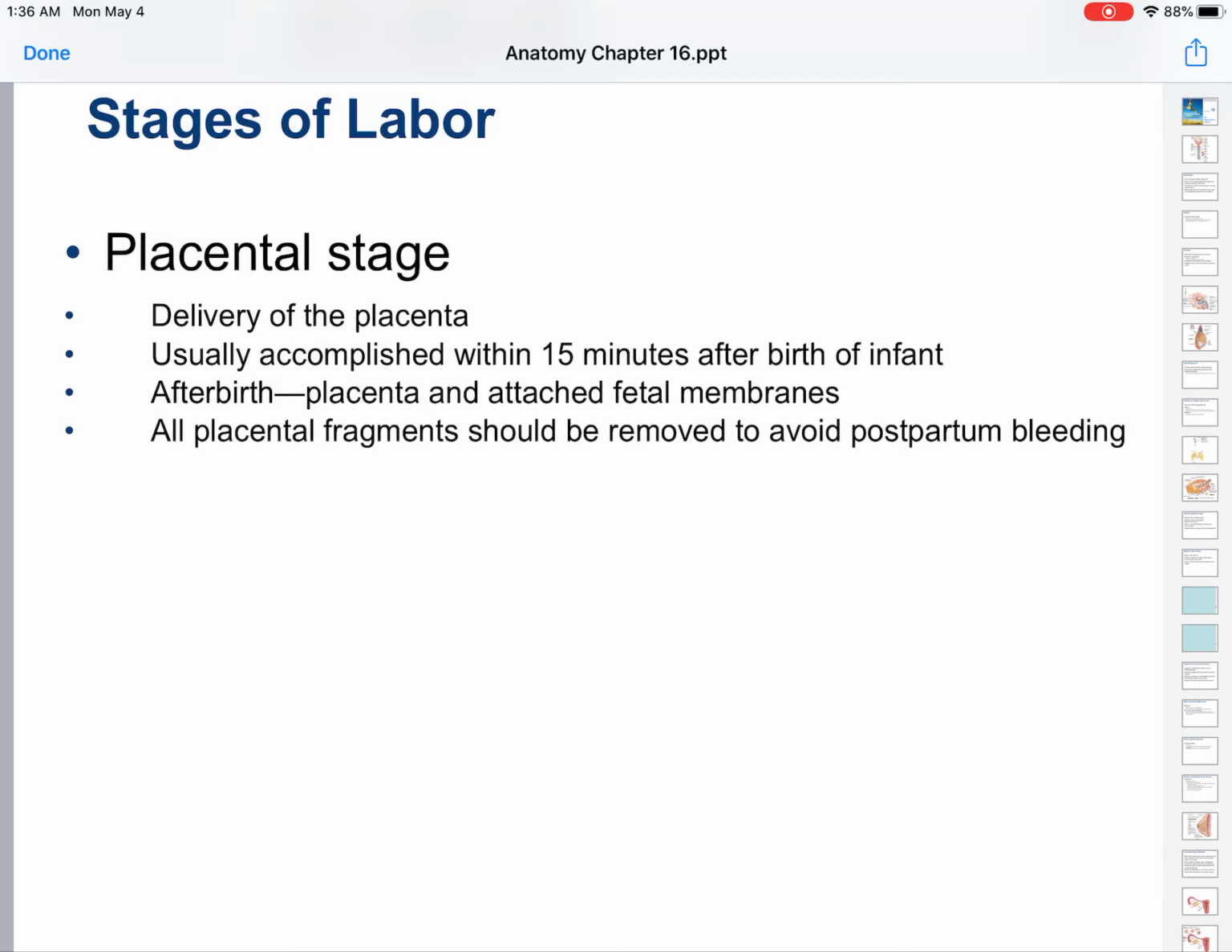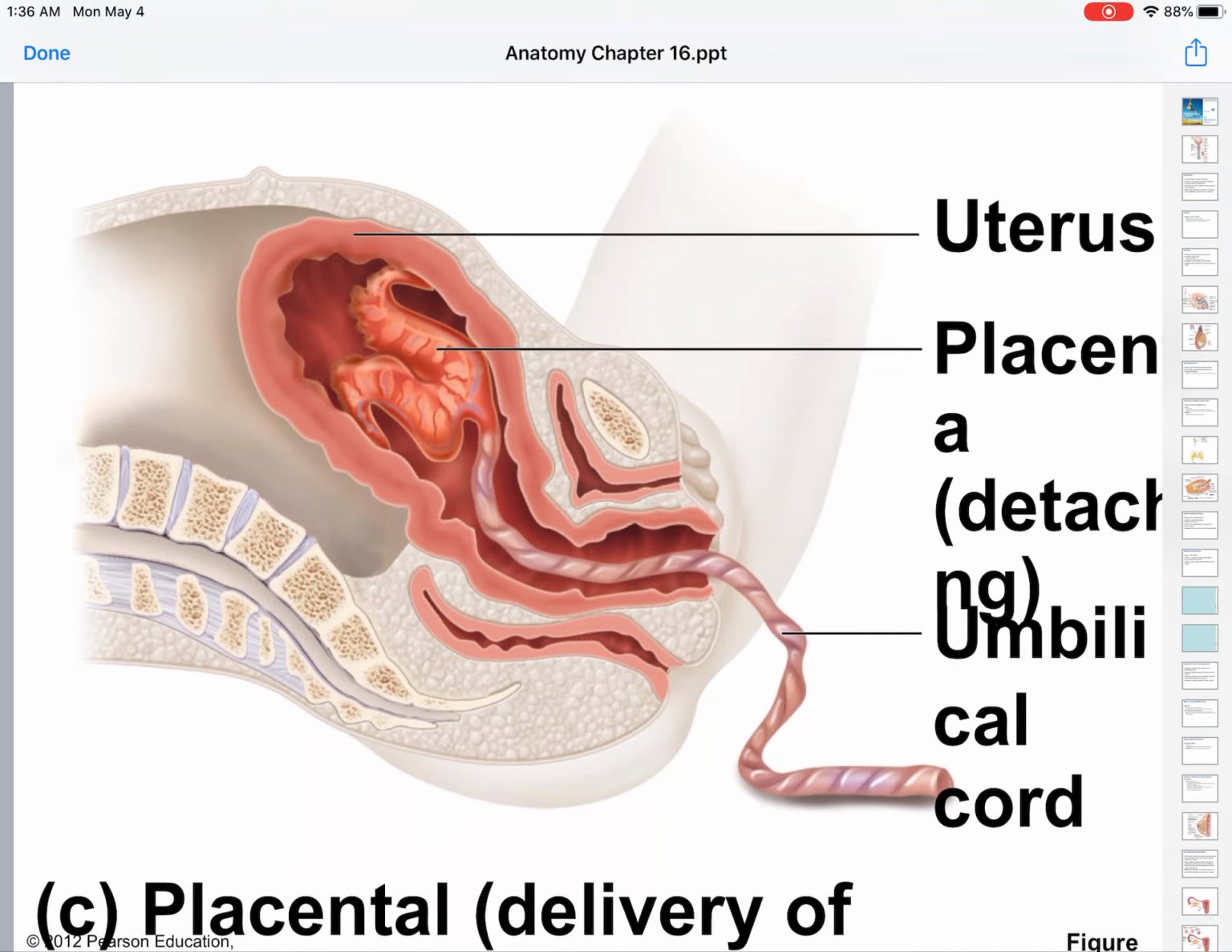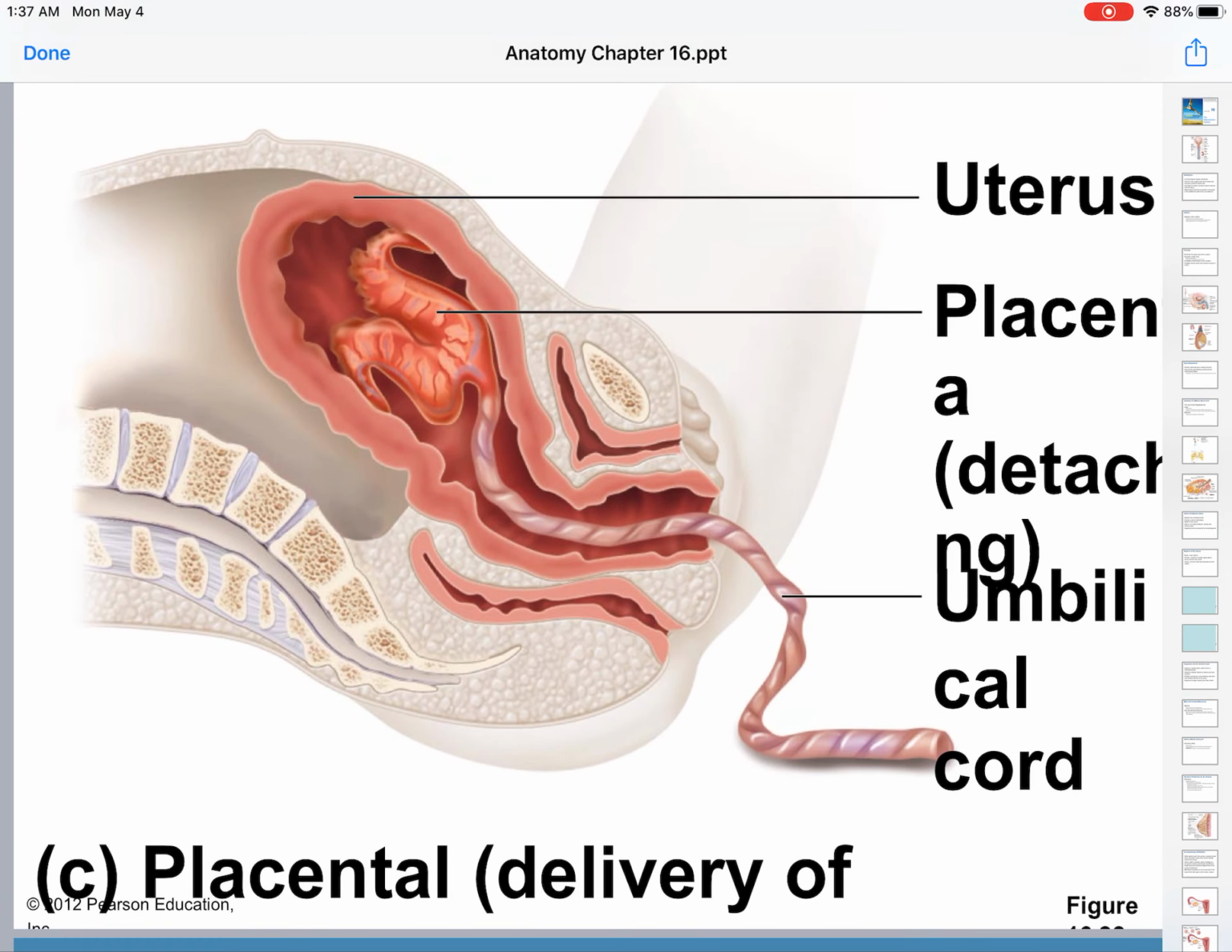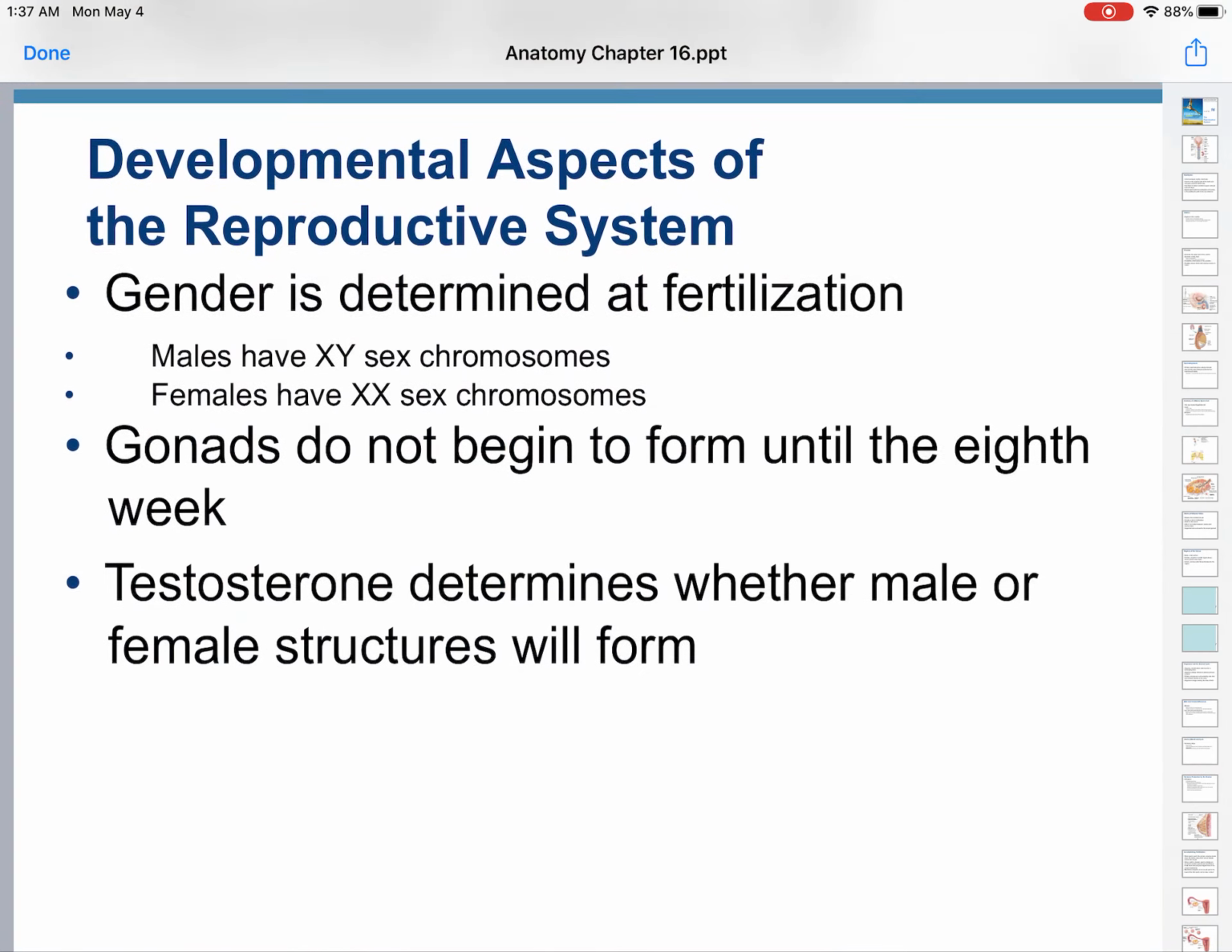All placental fragments should be removed to avoid postpartum bleeding. You don't want bleeding after you have delivered the baby. You also don't want fragments left in there because your body is done with them. They will start to rot, and that could cause infection. So once you birth the baby, 15, 20 minutes later, hopefully the placenta will follow.